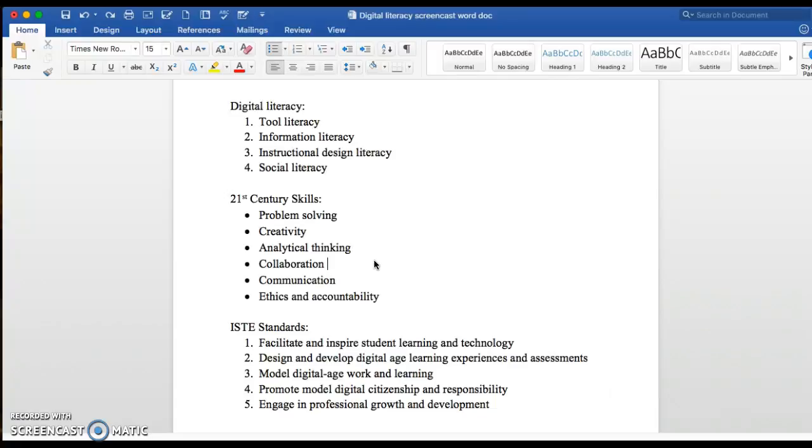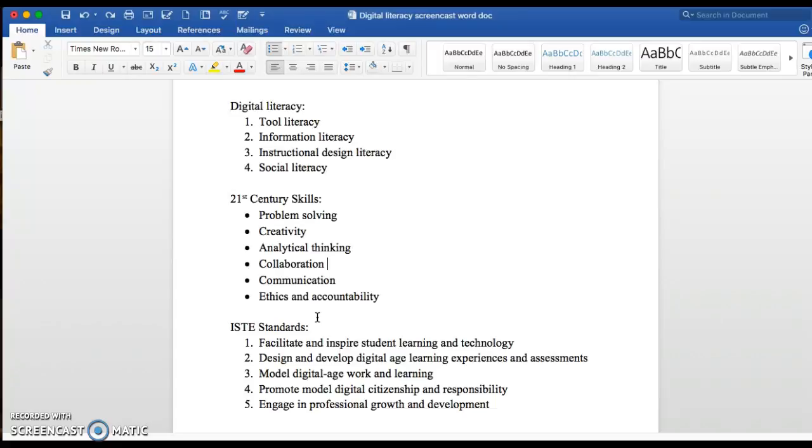So, my last point is how we connect all of these skills, our digital literacy skills and our 21st century skills, into the ISTE standards for teachers. Being digitally literate as a teacher is necessary in order for you to complete all of these ISTE standards. It would be difficult to work with students on digital literacy if you were not yourself digitally literate.